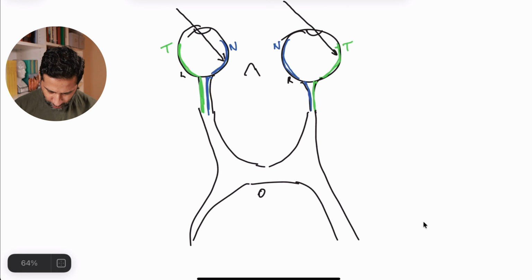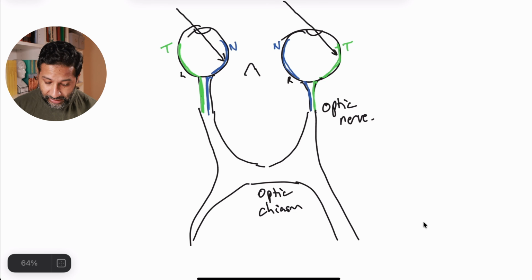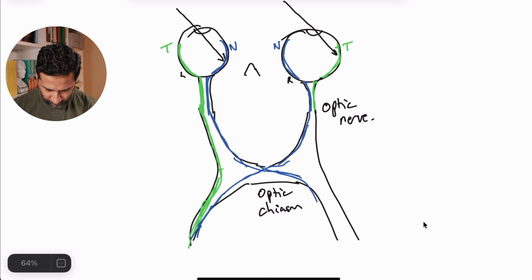So we're going to label this optic chiasm. So this is your optic nerve. This is your optic chiasm. And it's here that things start to cross over and split around. So the temporal fibers will stay on the same side, but the nasal fibers will actually cross. So here we have the nasal fibers crossing around, and on this side we have the nasal fibers crossing over. And here the temporal stays on this side.